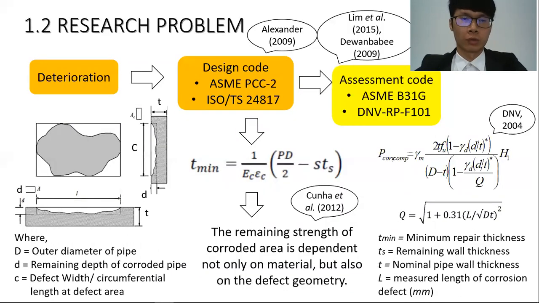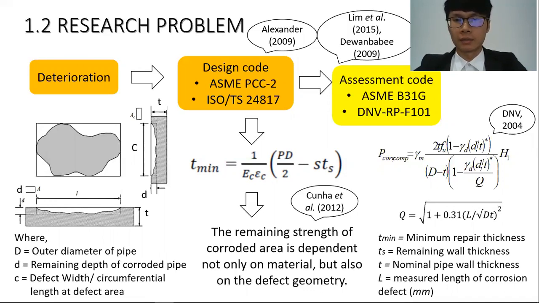Next is my research problem. Oil and gas pipelines are subjected to deterioration, and there are 2 main costs in repairing it, which is the design cost and assessment cost. Design codes ASME PCC-2 and ISO/TS 24817 show that the remaining strength of corroded area is dependent not only on material but also on the defect geometry. You can see in the equation that it encounters the thickness of the composite repair pipe.